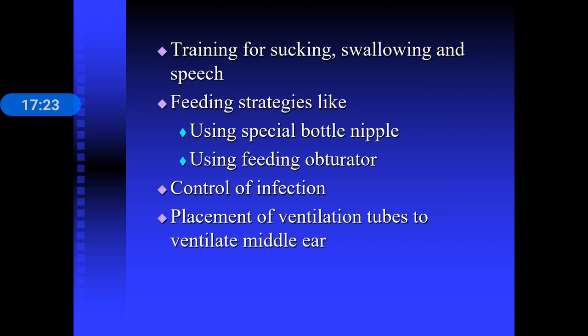Then you train the child or the infant for suckling, swallowing and speech. You can adopt various feeding strategies like using special bottle nipples or using a feeding obturator if there is a cleft palate along with the cleft lip. By using the obturator, it separates the nasal cavity from the oral cavity and thereby helps in feeding. Then if an infection is present, control and treat the infection. Middle ear infection can be prevented by placing a ventilation tube or an ear tube to ventilate the middle ear.